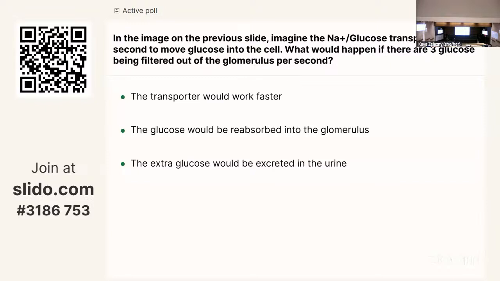So as we're thinking about this reabsorption, we are going to be thinking about how much can we reabsorb? What kind of limits do we have on this? So looking at that slide, I want you to imagine that sodium glucose transporter where we had that secondary active transport happening. Imagine it takes literally 1 second to move that glucose molecule into the cell. So I want you to imagine that. And then I want you to imagine you have 3 glucose molecules wandering by this cell. They've been filtered out from those glomerular capillaries. They're wandering past this cell. I want you to take a guess of what's going to happen with that transporter.